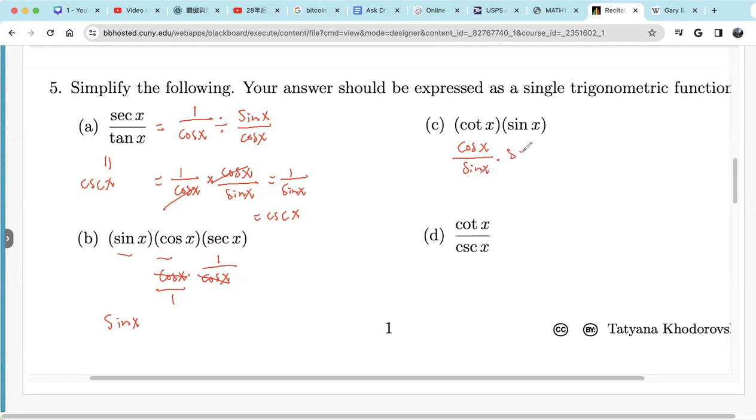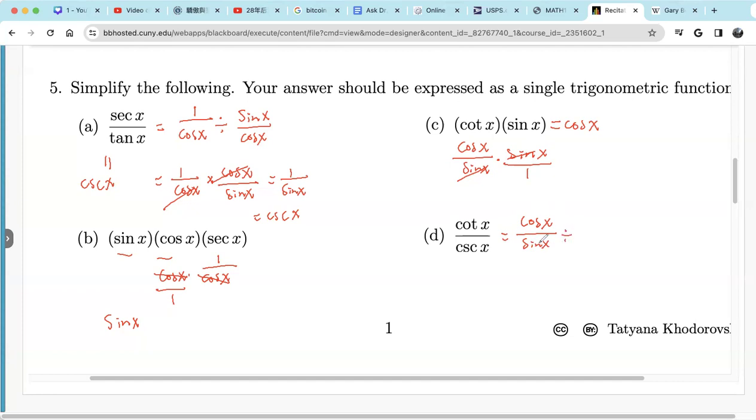C, cotangent equals cosine over sine. Then multiply by sine, or sine is sine over 1. This in the numerator, this in the denominator, cancel out. So this equals the cosine.